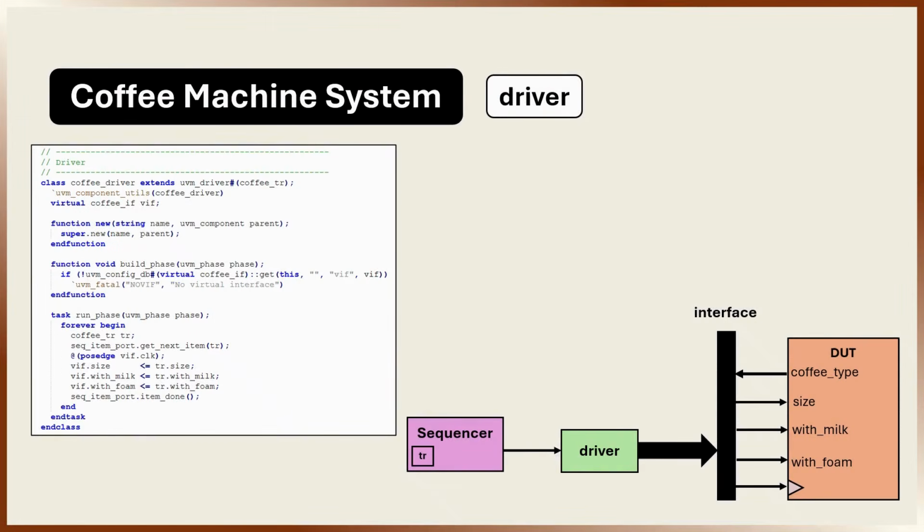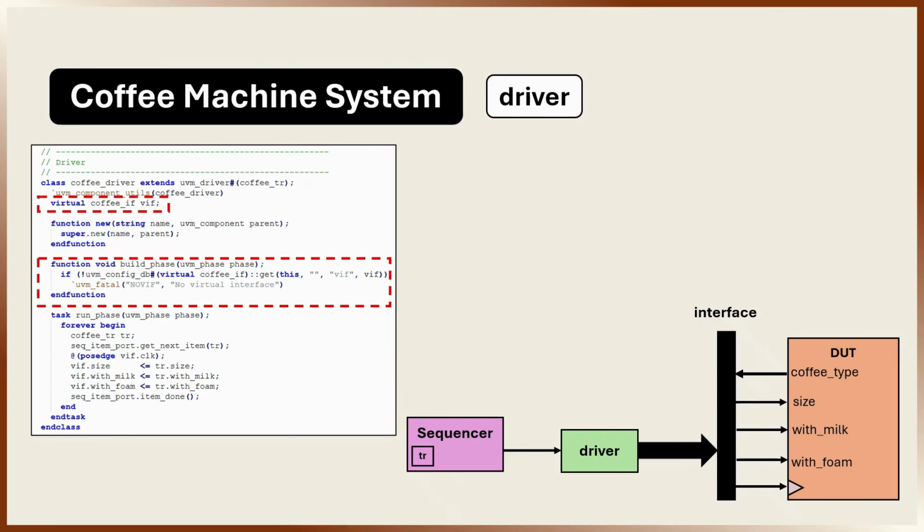Now let's look at the driver. The driver is responsible for taking a coffee transaction and driving its fields onto the interface signals of the DUT. First, the driver receives a virtual interface through the UVM configuration database. This gives it direct access to the pins of the coffee machine.